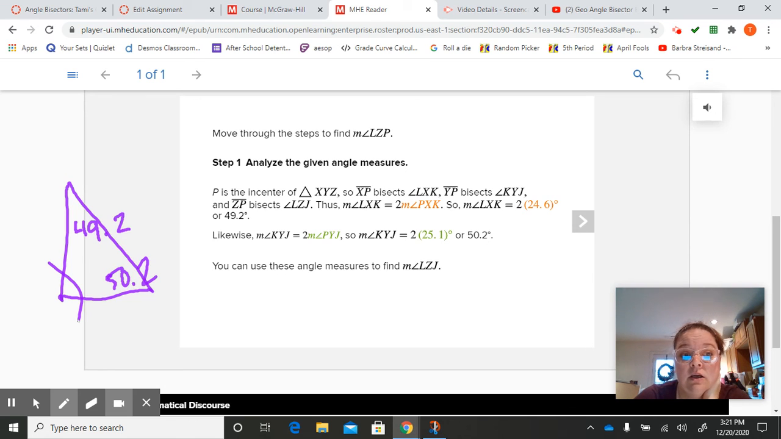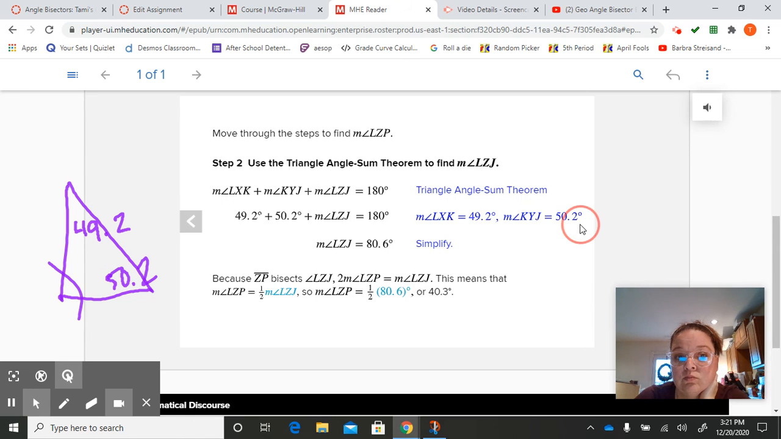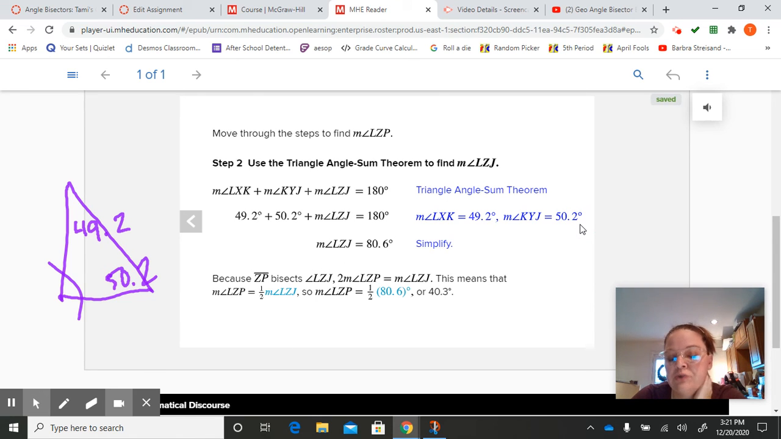So now we can use that to find our missing angle right here, because the triangle sum theorem tells us that all three angles have to add up to 180 degrees. So using our triangle sum theorem, we take the 49.2 and the 50.2, we add them together and subtract that from 180. That tells us that this mystery angle over here is 80.6 degrees.